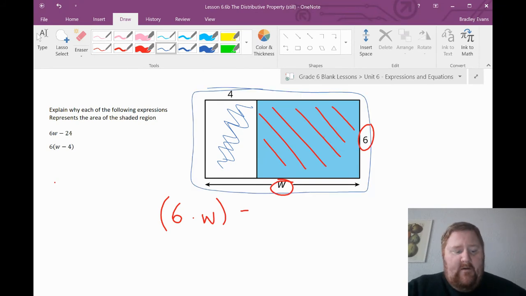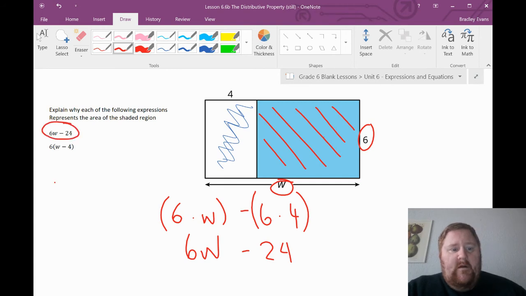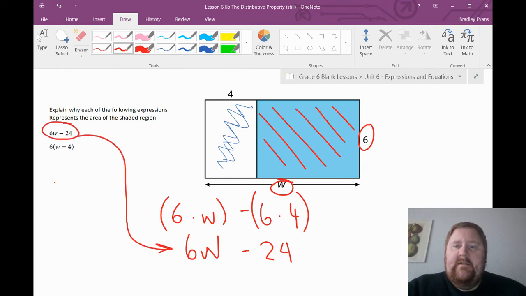And then I'm going to take away or subtract that blank part, which is represented by the width, which is still 6, and the length in there is 4. Okay, and now solving this, we're going to have 6W, and then subtract 6 times 4, which is 24. And I can see that my first way to solve is the first expression there. So I've proven that I could solve it with 6W subtract 24.